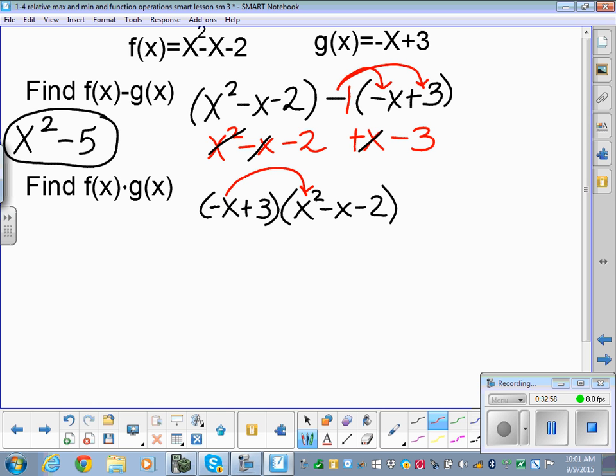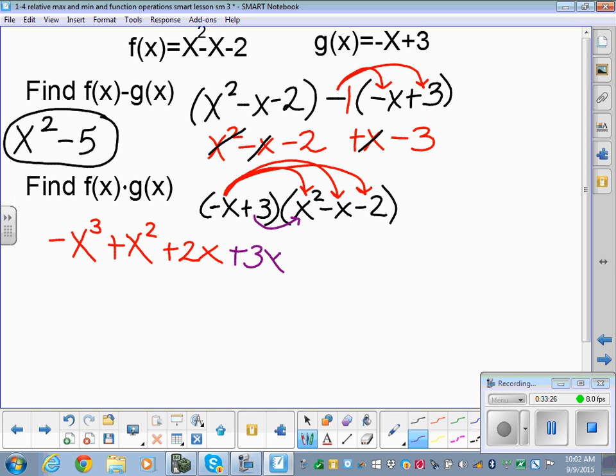Negative x times x squared. Negative x cubed, good. Negative x times negative x. Nope, we're trying to do negative x times negative x. Positive x squared. Negative x times negative 2. Good, positive 2x. And I'm going to distribute the 3 through. 3 times x squared. Good, plus 3x squared. Positive 3x squared. 3 times negative x. Negative 3x, we're getting there. Positive 3 times negative 2. Negative 6. Combining all like terms, starting with my highest degree.